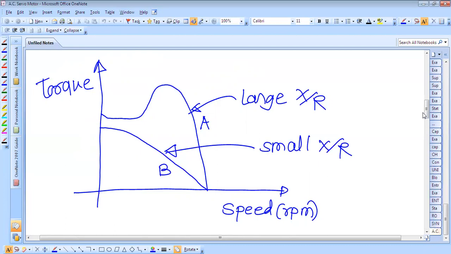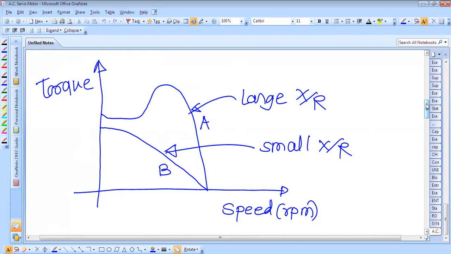For a conventional induction motor, the X by R ratio is very high. This X by R ratio is very large for conventional motors in order to obtain a high starting torque. A large X by R ratio is obtained by reducing the resistance, and therefore we can improve the maximum torque.